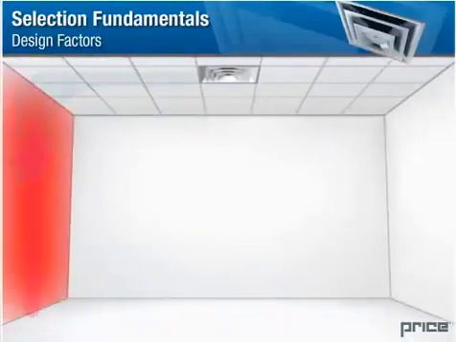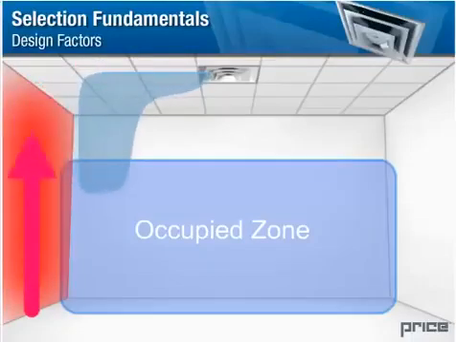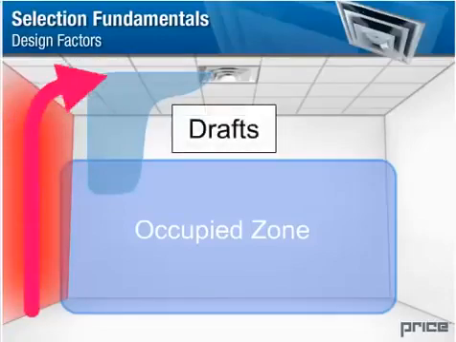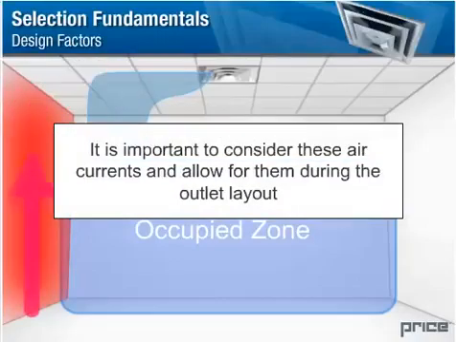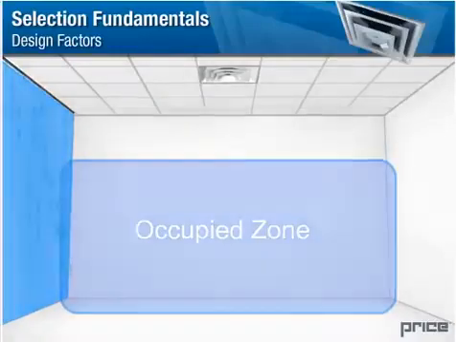During the warmer months, hot convection currents will flow upwards along the wall. In this case, the rising warm air can cause the supply air jet from the air outlet to trip off the ceiling prematurely, which may cause the supply air jet to enter the occupied zone sooner than expected, producing uncomfortable drafts. It's important to consider these air currents and allow for them during the outlet layout. Typically, exterior walls are washed with conditioned supply air to keep them at or near room temperature and greatly reduce the chance of convection currents forming.